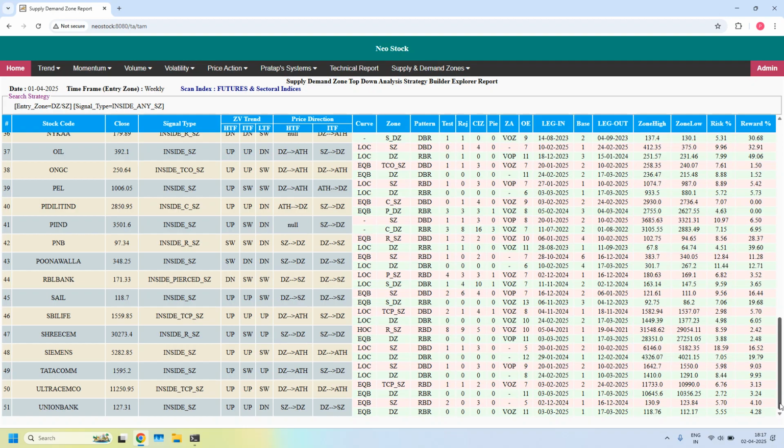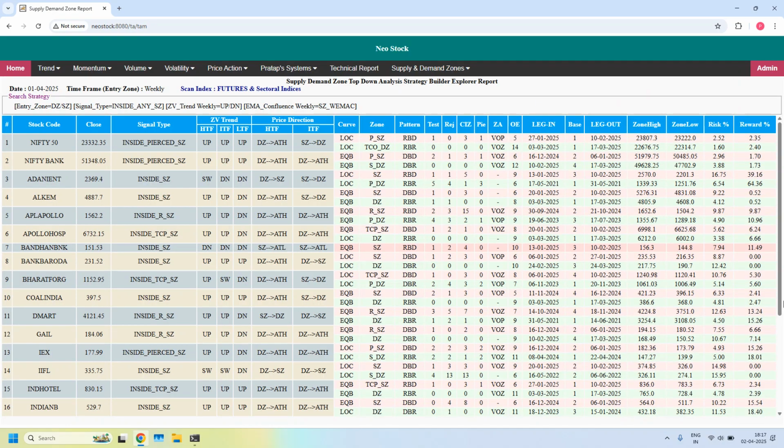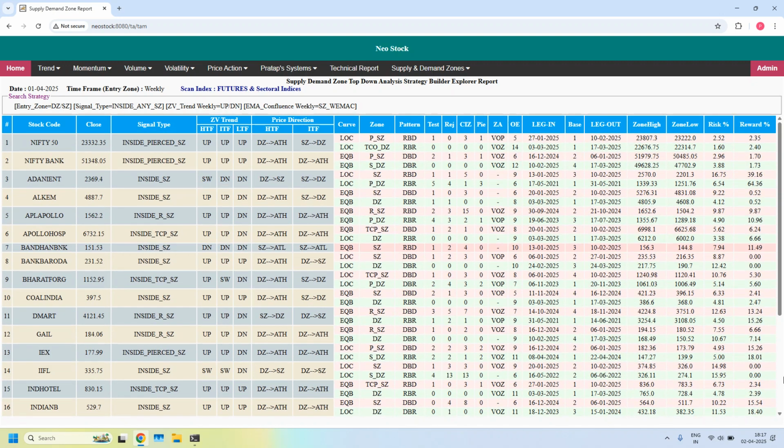We can further filter this list based on weekly supply zones having weekly EMA Confluence. And also trend on the weekly should not be sideways, can be up or down. So we got a filtered list. We got total 24 stocks. So first 16 stocks in the list.